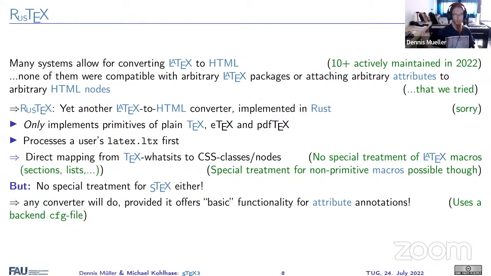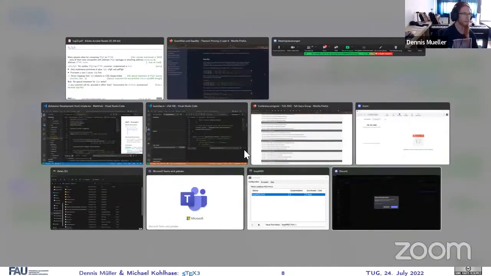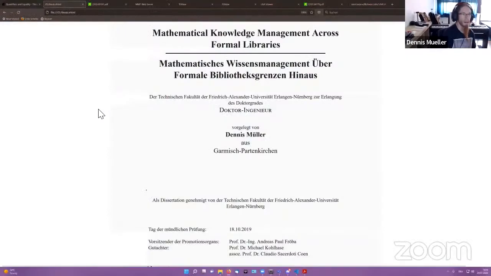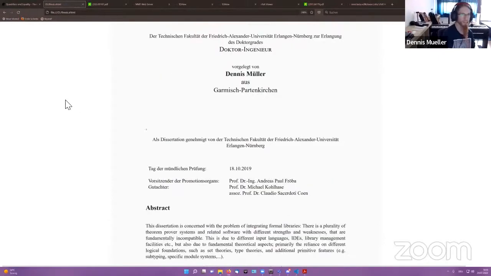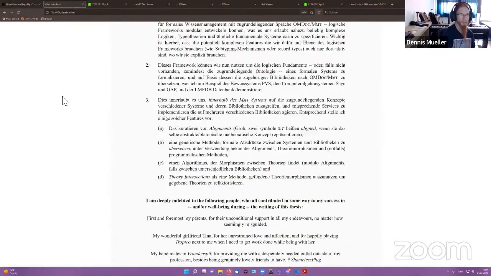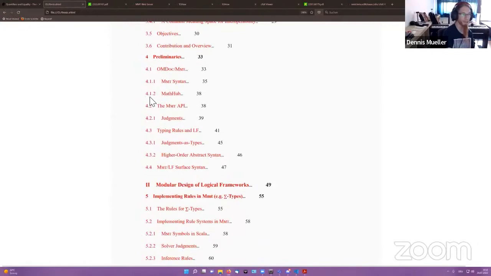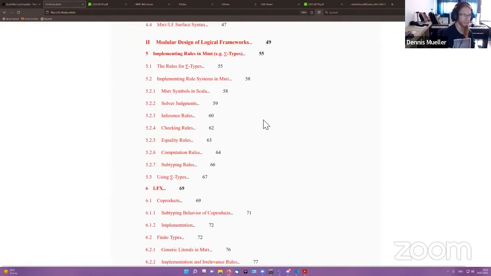And then the first thing that RusTeX does if you try to convert any LaTeX document is that it processes a user's latex.ltx first. So it does assume that you have some LaTeX distribution installed, but let's be fair, if you use LaTeX, you probably do. Just to give you an example of what this looks like: this is my doctoral dissertation, which, as I mentioned, I tested out, and this is the HTML I get out with RusTeX.